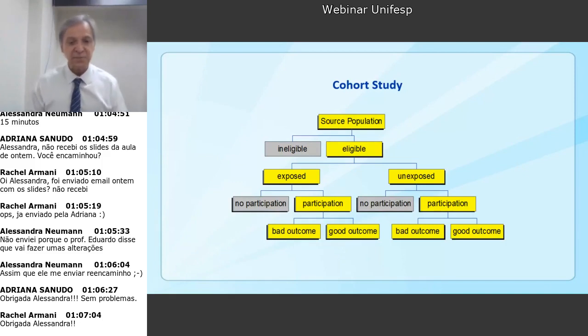So once you have participants, non-participants, exposed and unexposed, then in 5 years you tally how many develop a bad ADL, a bad outcome, and how many stay in a good or reasonable ADL. That's a good outcome.